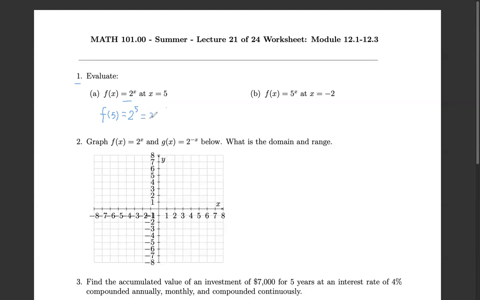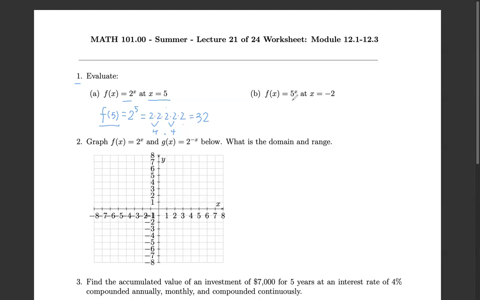And 2 raised to 5 is 2 times 2 times 2 times 2 times 2, 5 times. 2 times 2 is 4. 2 times 2 is 4. 4 times 4, 16. 16 times 2, 32. So this is evaluation. Given the variable value, evaluate the function value. So this is called a function value. F represents a function. So this is the function value at x equals 5.